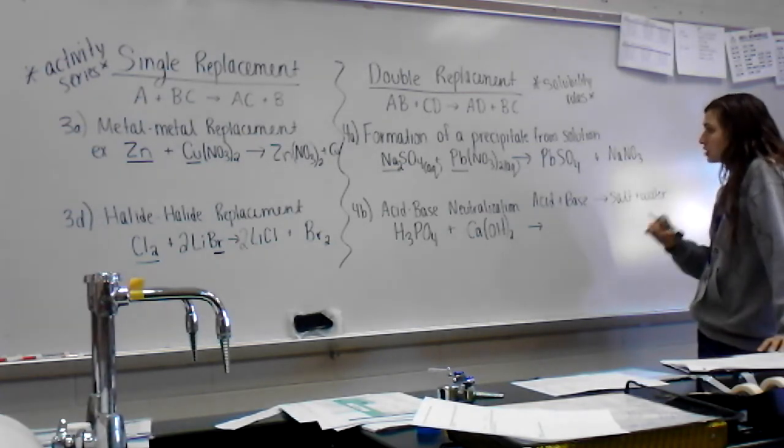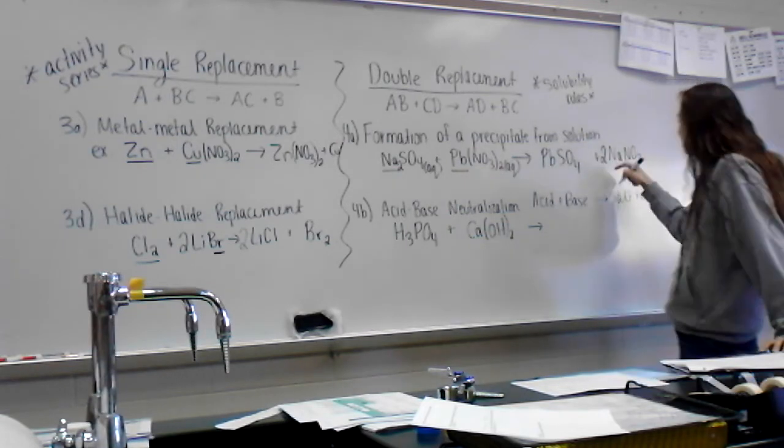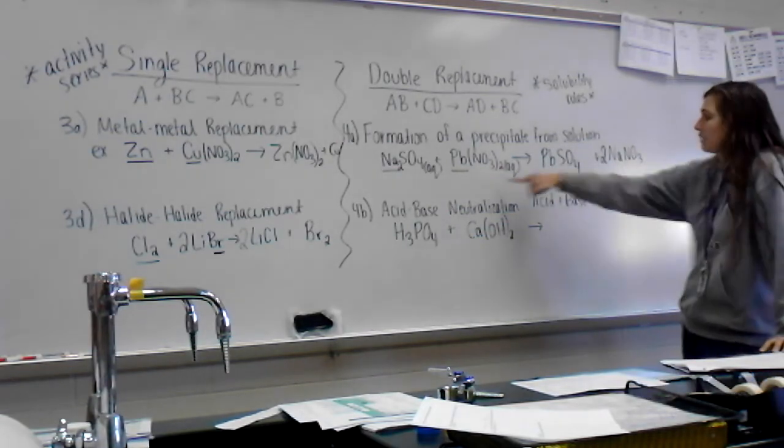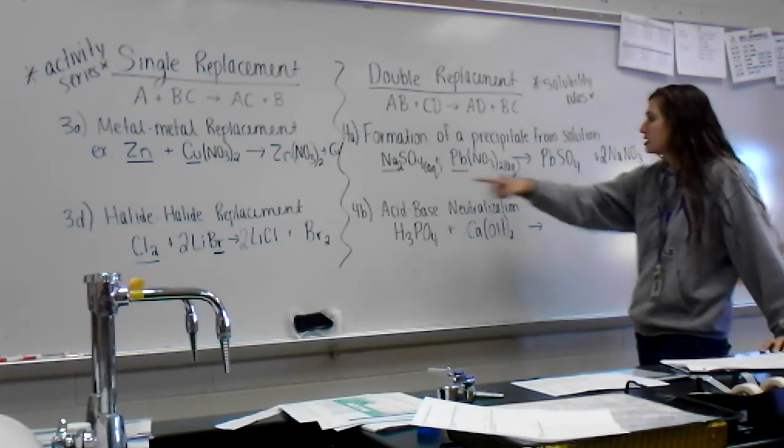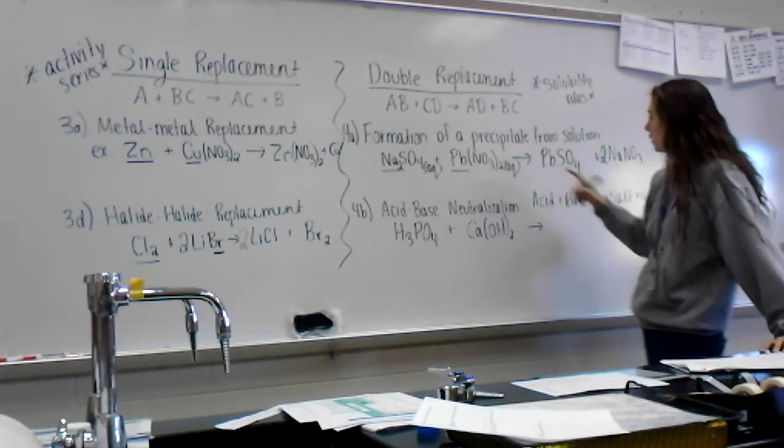Now we want to balance out our reaction. If I have 2 sodiums on my reactant side, I need 2 on my product side. That makes me have 2 nitrates, and I have 2 nitrates on my reactant side. I have 1 sulfate, 1 lead, and 1 lead.